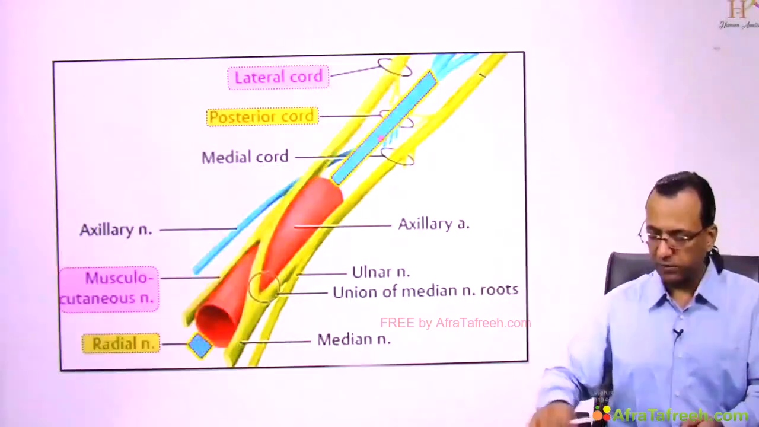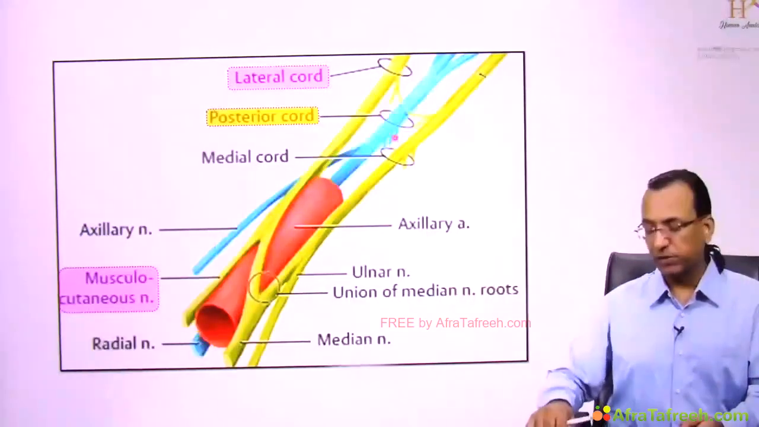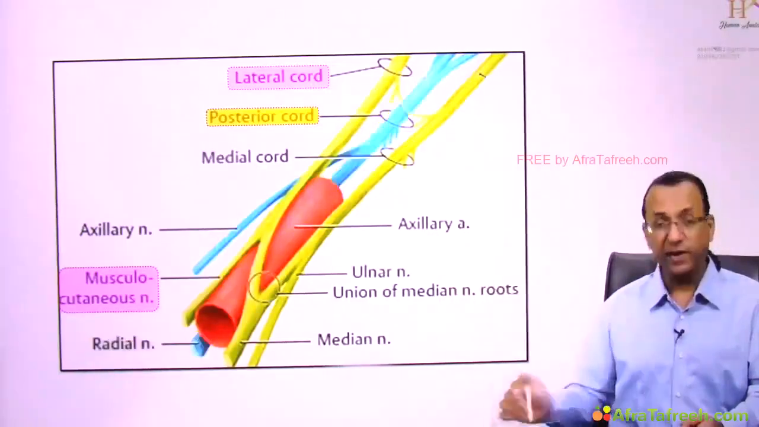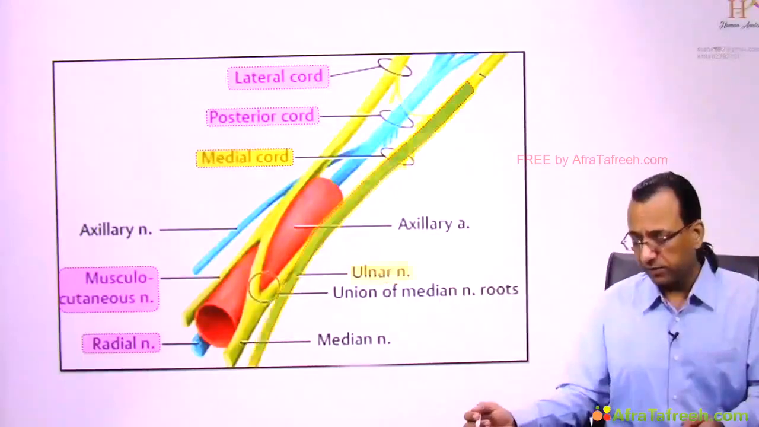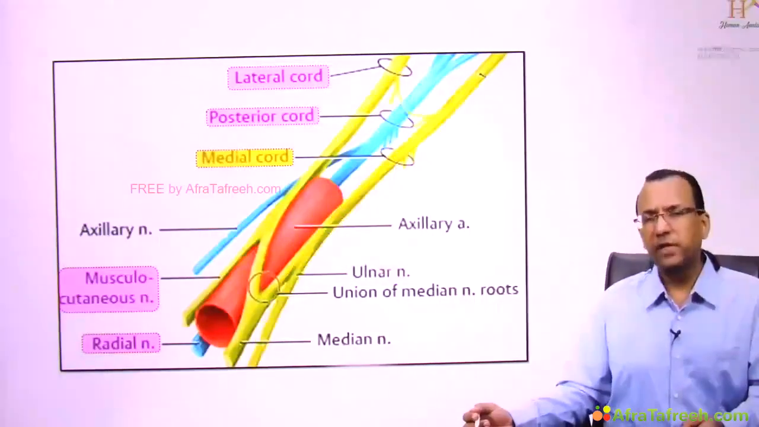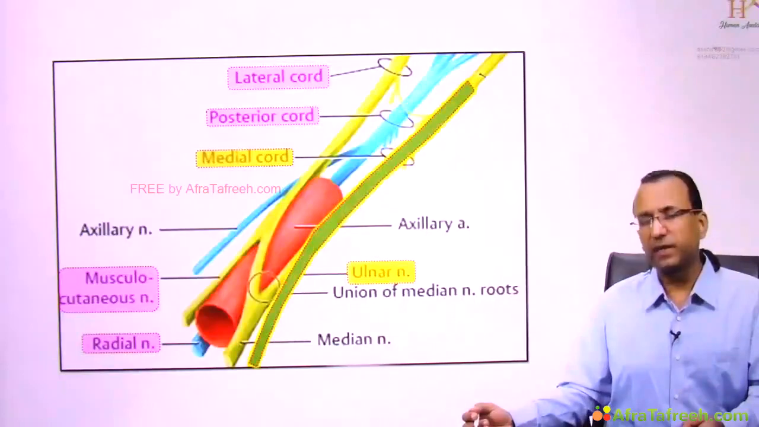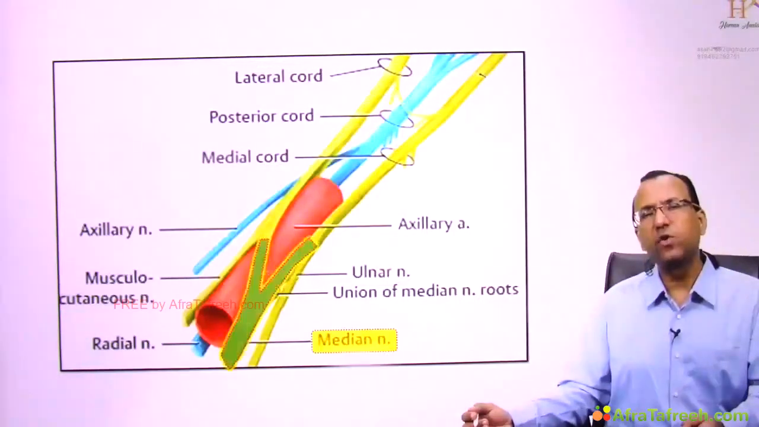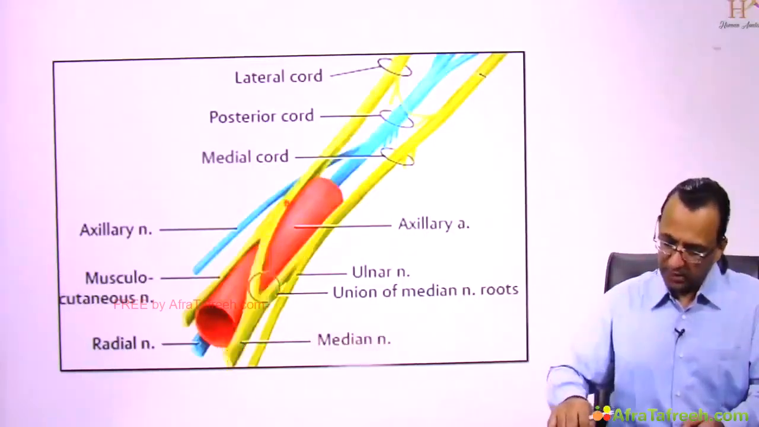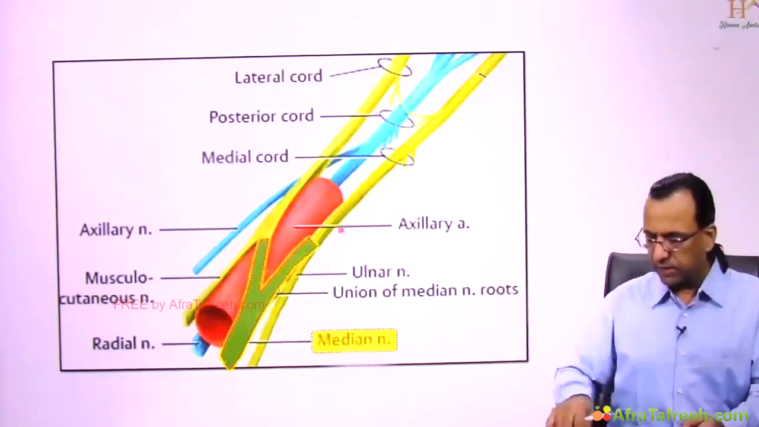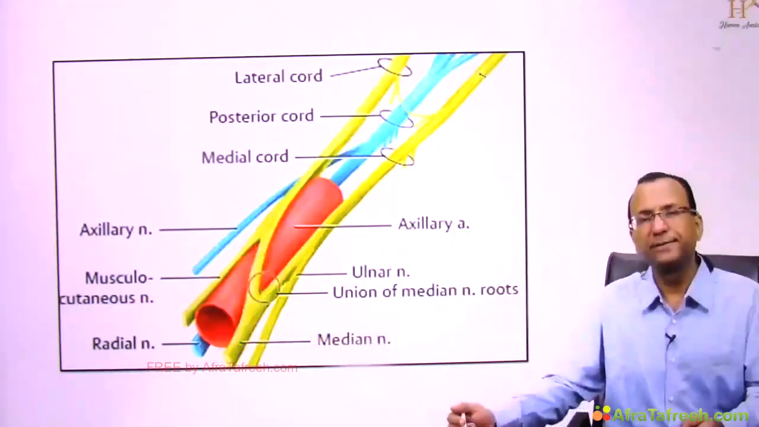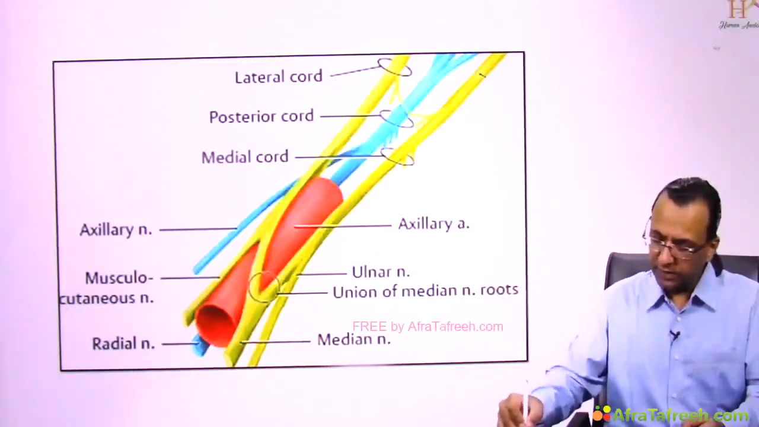And what about the posterior cord of the brachial plexus? It will continue posterior to the axillary artery as the radial nerve. And the medial cord will continue as the ulnar nerve. What about the median nerve? There is a contribution by the lateral cord and the medial cord, and that is the formation of the median nerve. So there are a few major nerves which we have to remember.